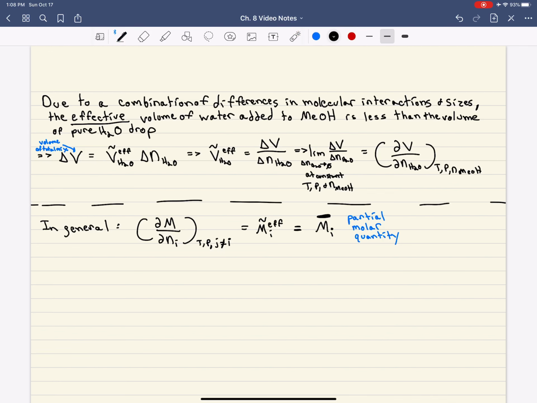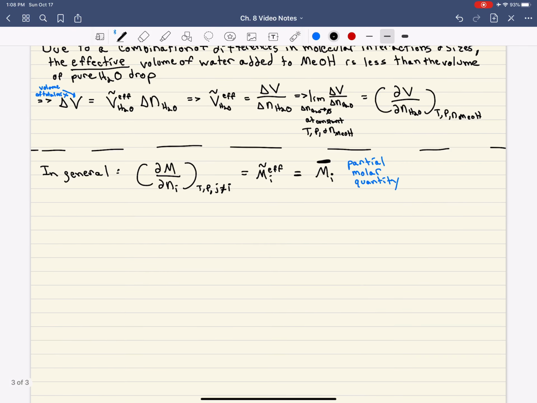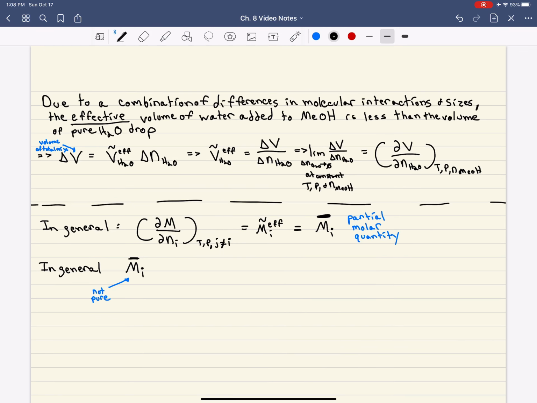And I want to say that in general, your partial molar quantity for some component, right? So this is not pure. This partial molar quantity is not equal to the molar property of the pure component.